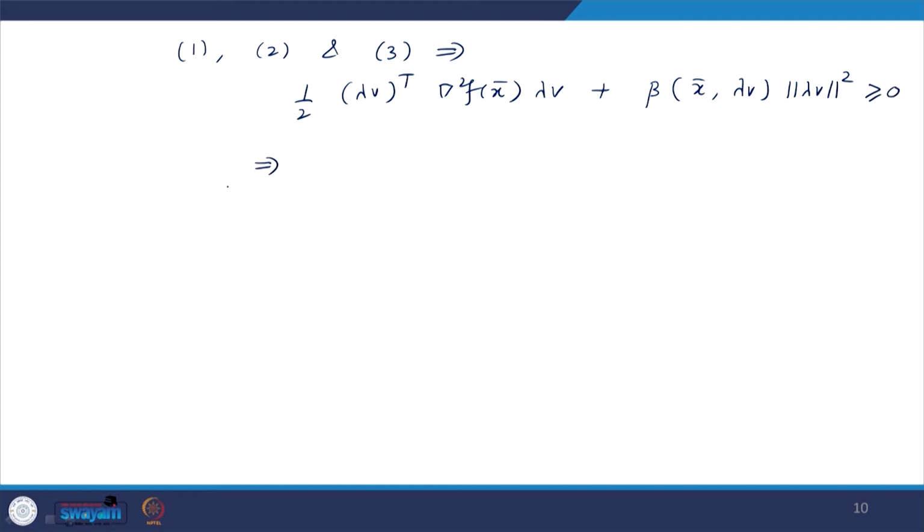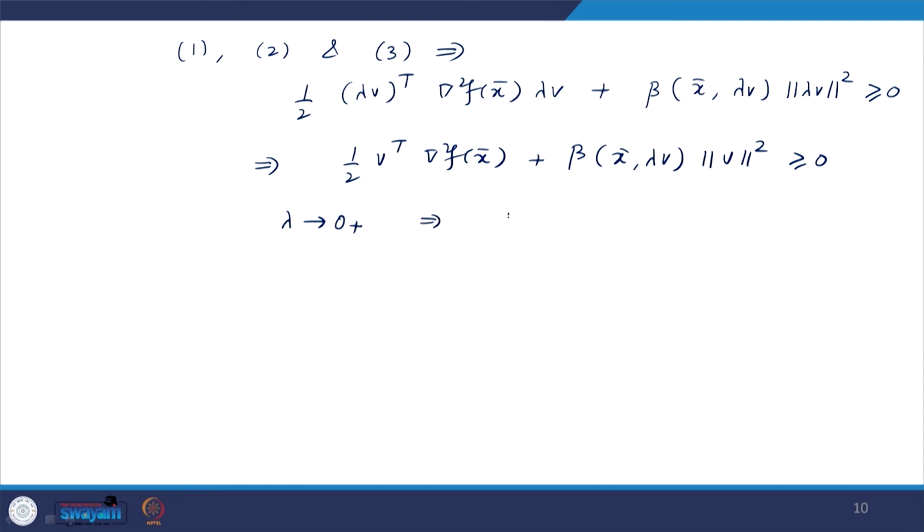Now, lambda square can be cancelled. So, this implies 1 by 2 v transpose gradient square f x bar plus beta x bar lambda v norm of v whole square is greater than or equal to 0. Now, take lambda tending to 0 plus. So, this implies v transpose gradient square of f x bar into v is greater than or equal to 0 for any v belongs to R n.